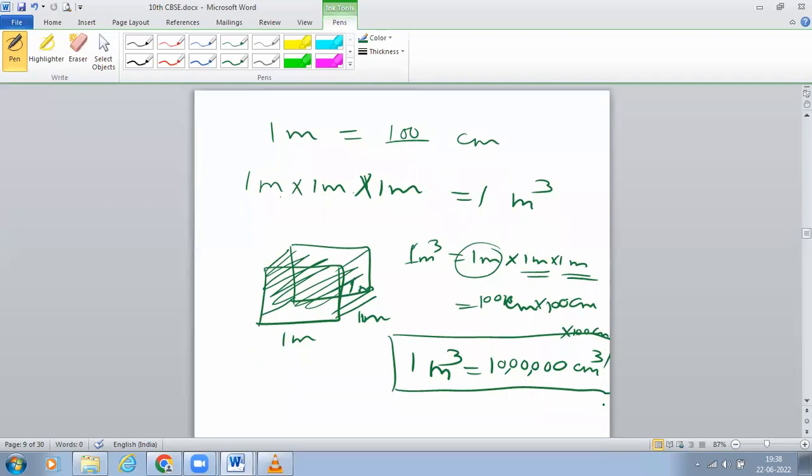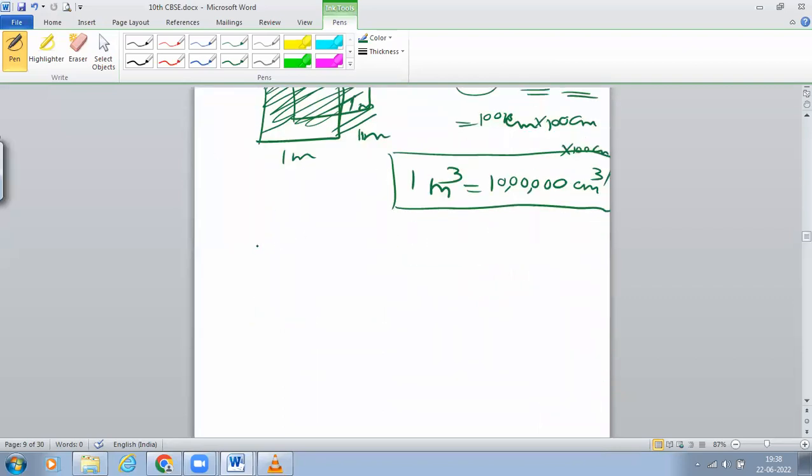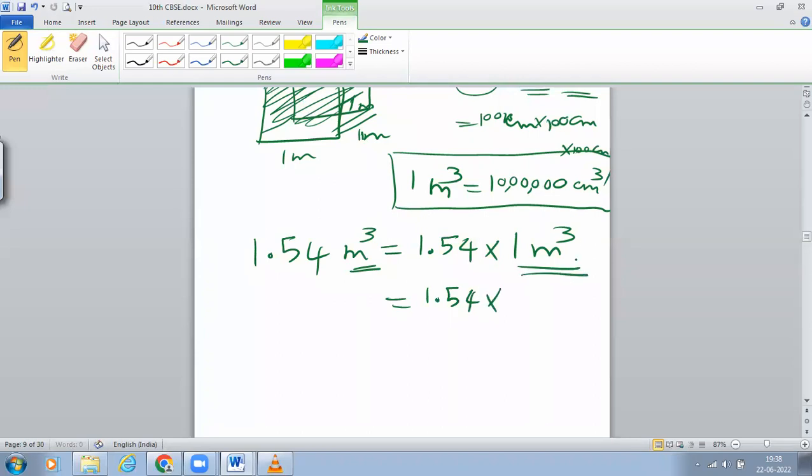Yeah, 10 lakh. Now in the question, the actual question is 1.54 meter cube. So how to convert 1.54 meter cube into centimeter cube is very simple. We know what is 1 meter cube. The meaning of 1.54 meter cube is nothing but 1.54 times 1 meter cube. For example, 7 meter cube means 7 times 1 meter cube. Likewise, we can split. Now 1 meter cube is 10 lakh centimeter cube. So 1.54 into 10 lakh centimeter cube.